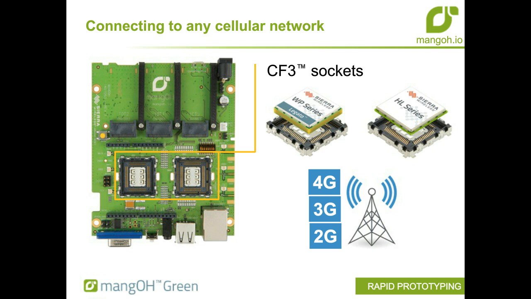Mango supports a single network connection using one module or two simultaneous network connections using two modules. What this means is that you can have one connection to, for example, an AT&T network and one to Verizon simultaneously when using this platform. Using these modules allows the developers to not only connect to the cell network, but also build IoT applications at the same time.